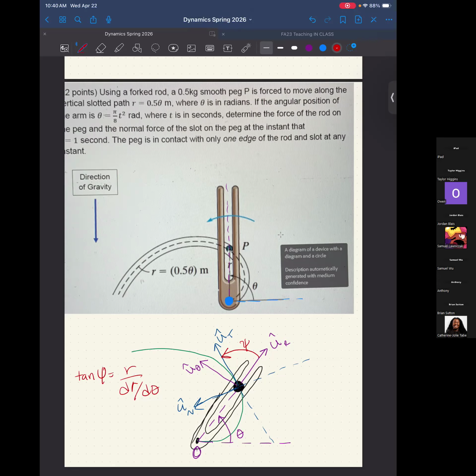The inner direction of the normal. Like normal force from the path. From the path, yeah, you can choose either direction. Okay, so it'll work itself out. Yep, as long as you only draw one.